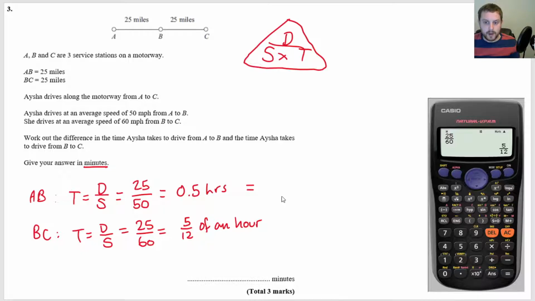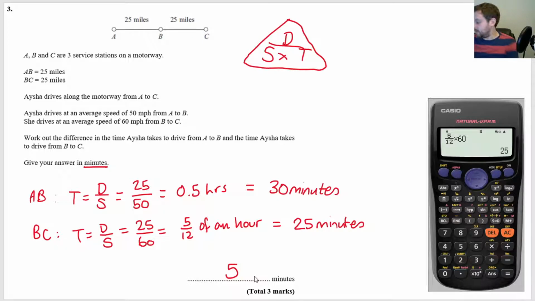First of all, 0.5 hours is 30 minutes. 5/12 of an hour is 5/12 of 60 minutes, isn't it? So that's 25 minutes. And so the difference in the time is just 5 minutes.